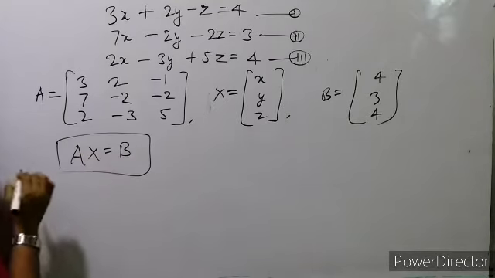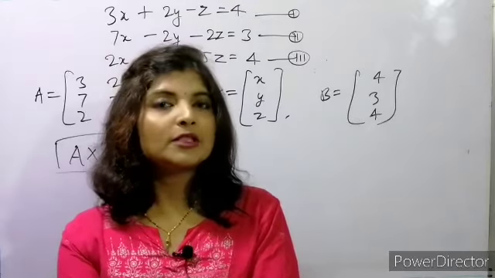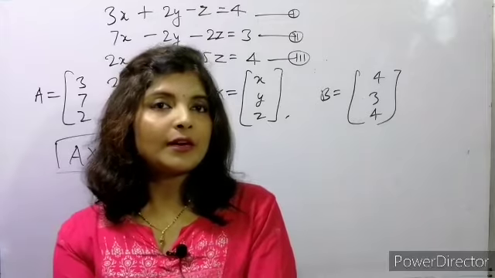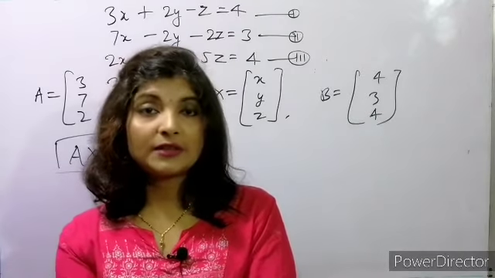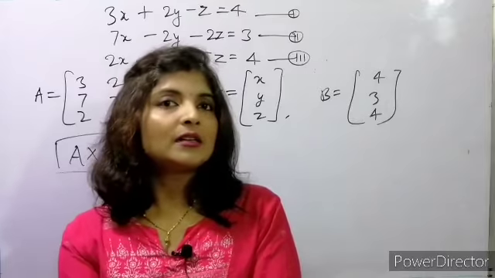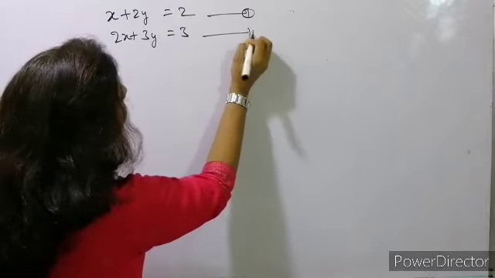This will be the matrix equation. X will be equal to A inverse into B. So directly we have to find out the value of A inverse, and then we'll multiply that matrix with B, and then we'll get X. Linear equation with two variables, two equations given, equation number 1, equation number 2.